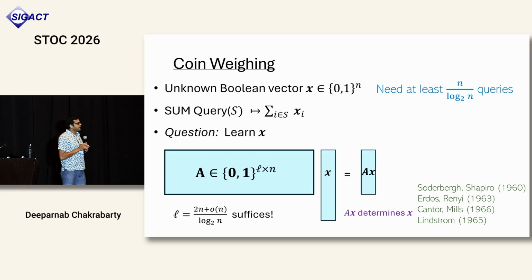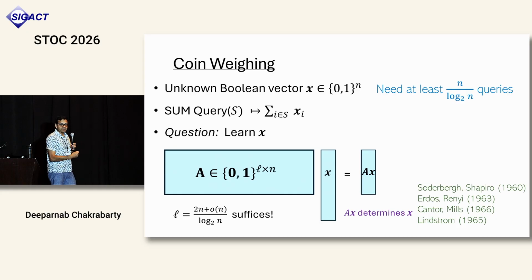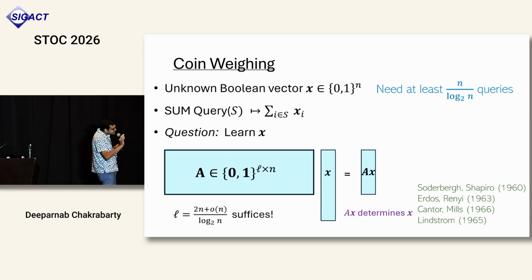Good point. Okay, so what this means is that there exists an L cross N matrix, where you should think of the rows being the coordinates that I'm querying, so that if you just look at AX, from AX I can determine X. Now this statement as is actually not difficult to prove by the probabilistic method. In fact, it's a nice argument. It takes a little bit of work, but it's a nice exercise.